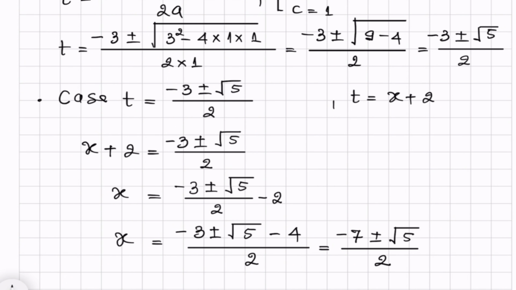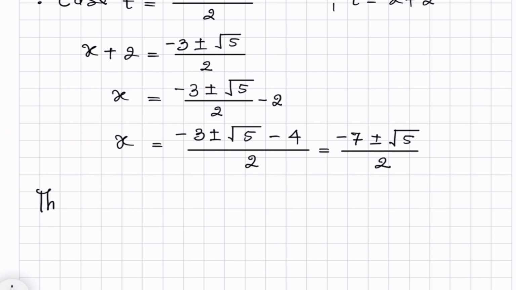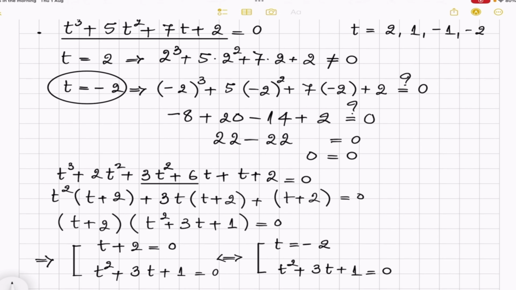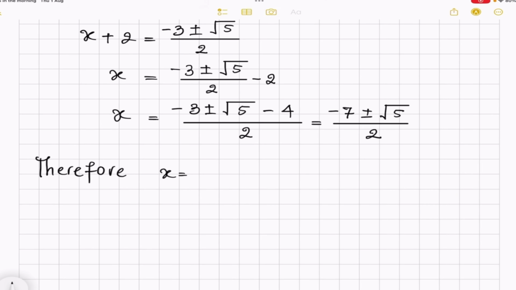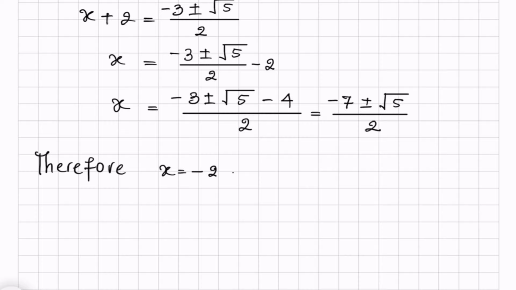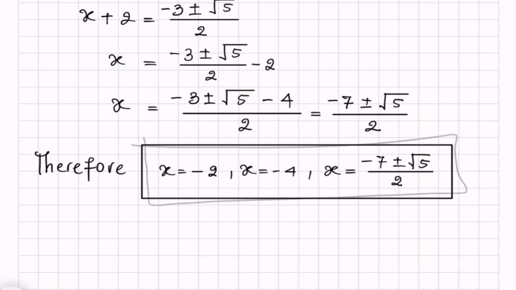So finally we have found the solutions for x, which is x equal to -2 here and -4 here. X equal to -2, x equal to -4, and x equal to (minus 7 plus or minus square root of 5) over 2. Finally we have solved this equation, and I hope you can understand.